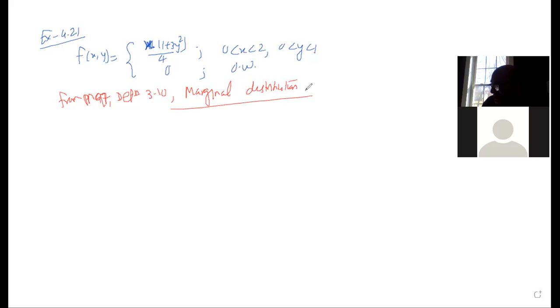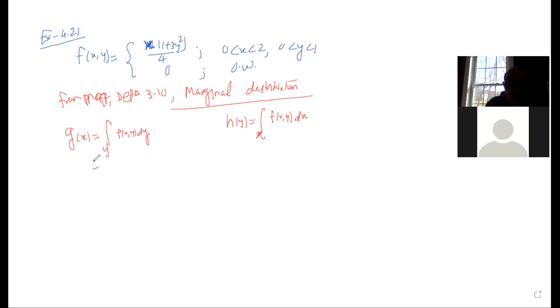Marginal distribution. In that distribution, we are given g of x is equal to the integration over y of f of x y dy, and h of y is given by the integral over x of f of x and y dx. So integrating just with respect to x.